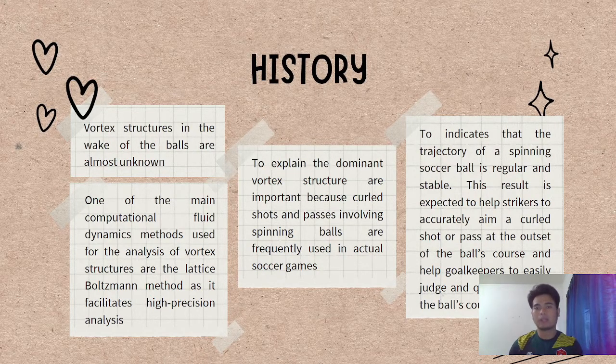Next, explaining the dominant vortex structure is important because curly shots and passes involving a spinning ball are frequently used in actual soccer. And lastly, this application is to indicate that the trajectory of a spinning soccer ball is regular and stable. The result is expected to help strikers accurately aim a curly shot or pass at the ball course, and help goalkeepers easily adjust and quickly react to the ball course.